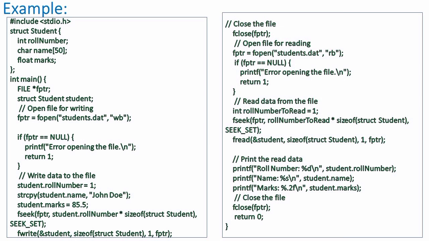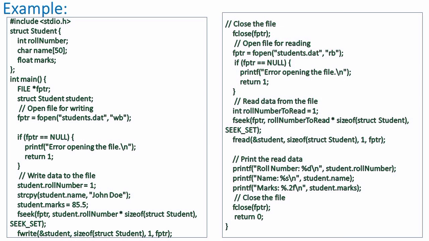A struct student variable called student is created to hold the data of a single student. The program assigns values to the roll number, name, and marks fields of the student structure. The program uses the fseek function to position the file pointer to the appropriate location within the file based on the roll number multiplied by the size of struct student object. This enables random access to the desired record in the file.